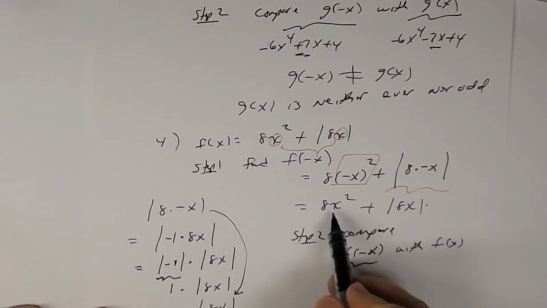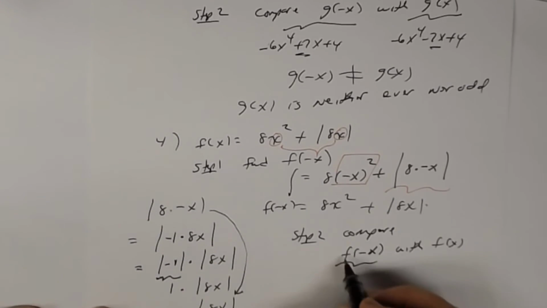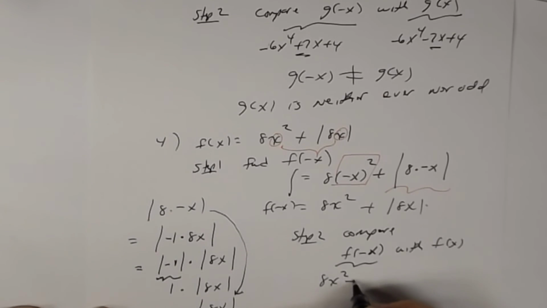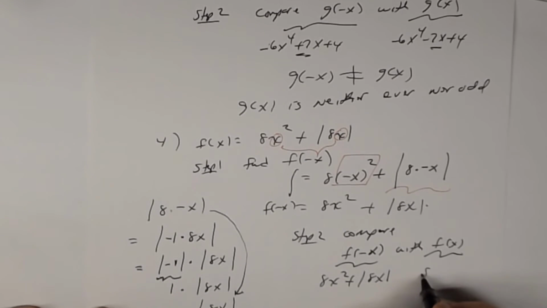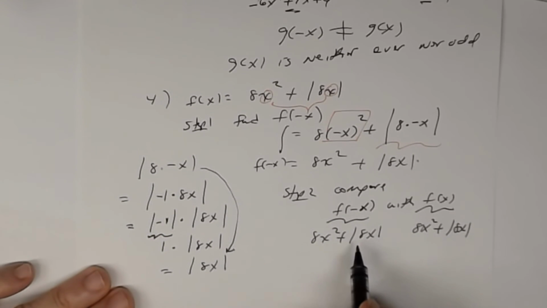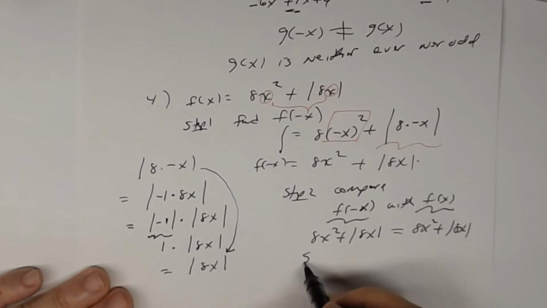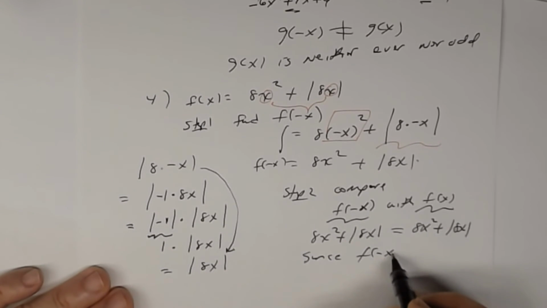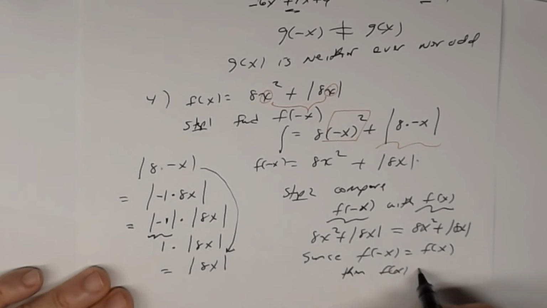Well, f of negative x is this. That's what we just found. That right here. That's f of negative x: 8x squared plus absolute value of 8x. And then f of x is the original: 8x squared plus absolute value of 8x. What do you notice about those two? They are exactly the same. So since f of negative x equals f of x, then f of x is even. f of x is an even function.